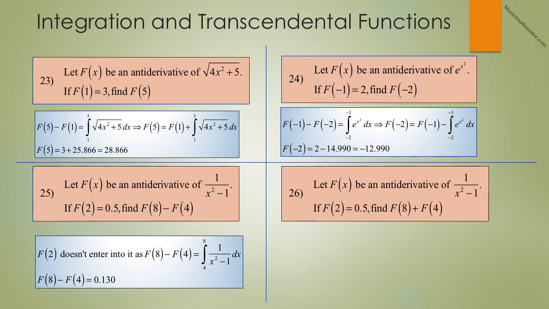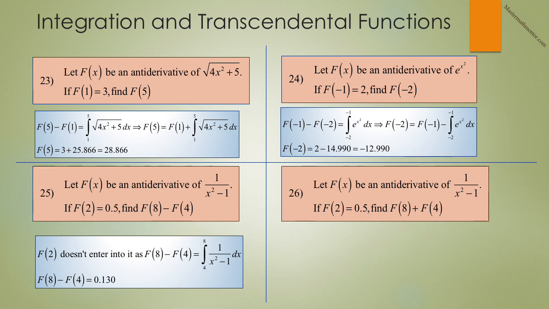Problem 25 reads, let capital F of x be an antiderivative of 1 over x squared minus 1. If capital F of 2 equals 0.5, find capital F of 8 minus capital F of 4. In this problem, capital F of 2 doesn't really enter into it, as we know that capital F of 8 minus capital F of 4 is the integral from 4 to 8 of 1 over x squared minus 1 dx.